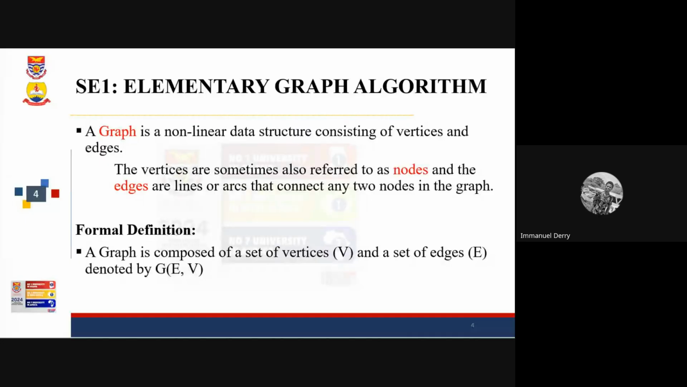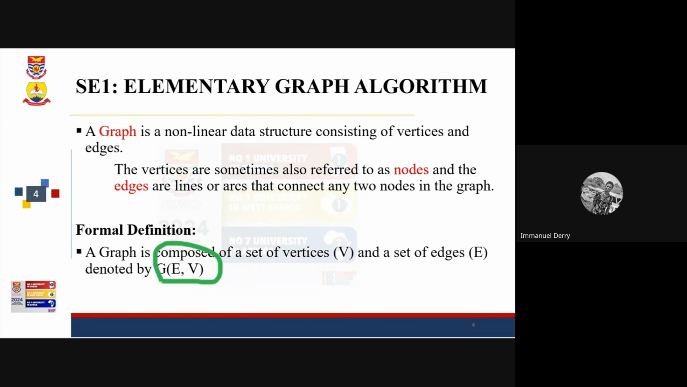And in some cases, we might call the vertices nodes, and the edges are the lines or the arcs that connect any two nodes in the graph. So in formal definition or mathematical term, a graph is composed of a set of vertices, which is V, and also a set of edges, E, which is denoted by G of E and then V. So if you are talking about computing systems, and specifically data structures or algorithms, then if you see something like this G, E, or V, that is the formal definition of a graph.